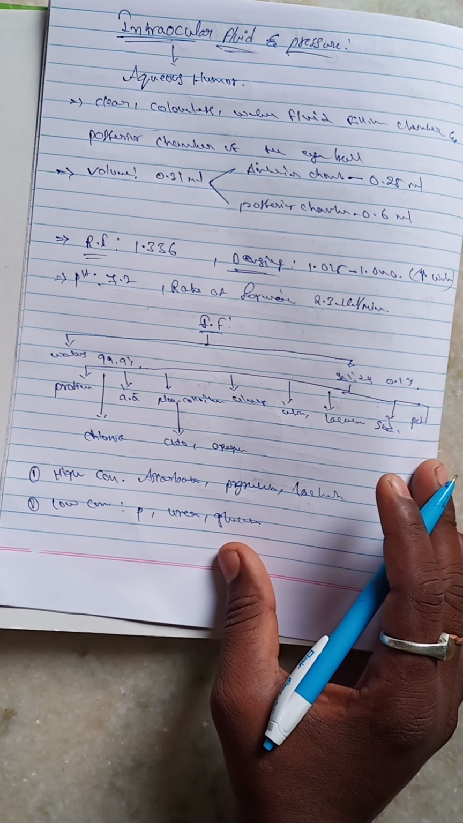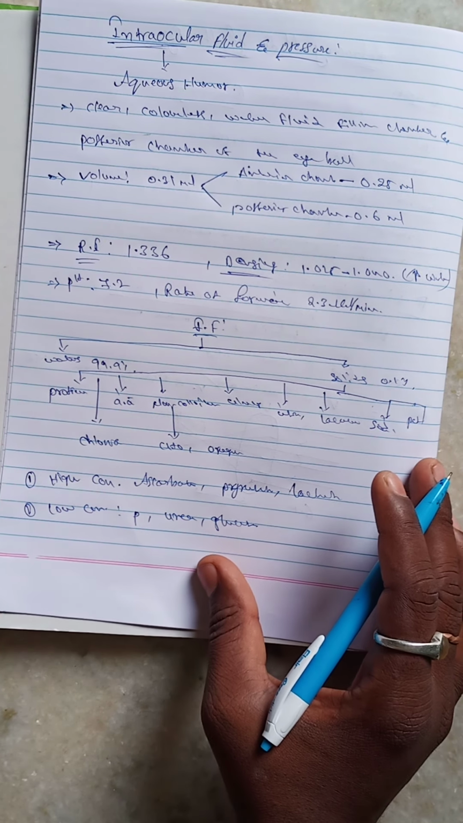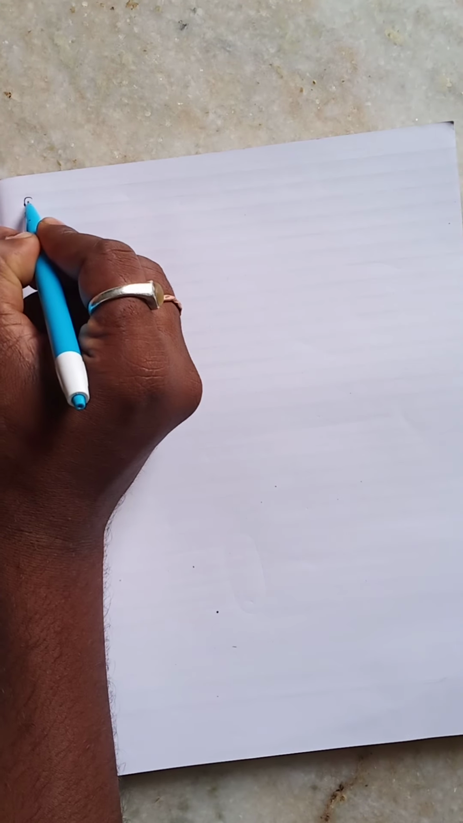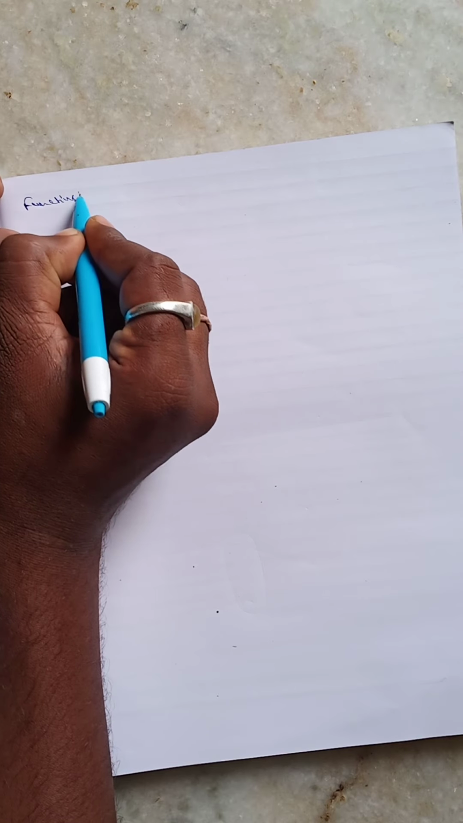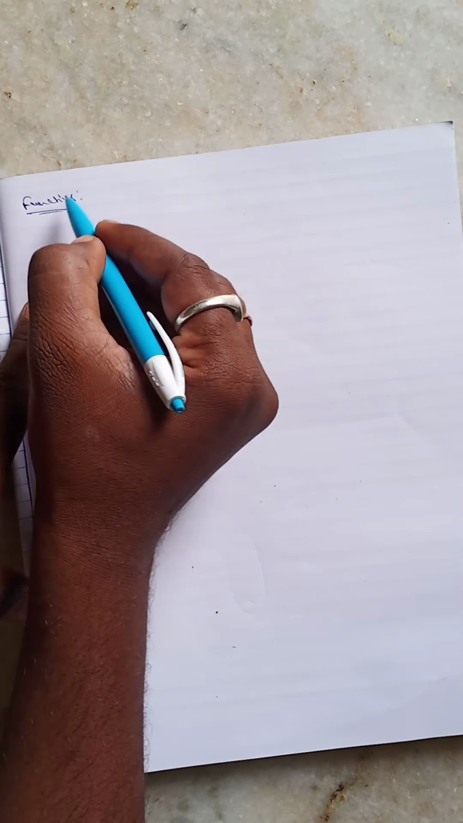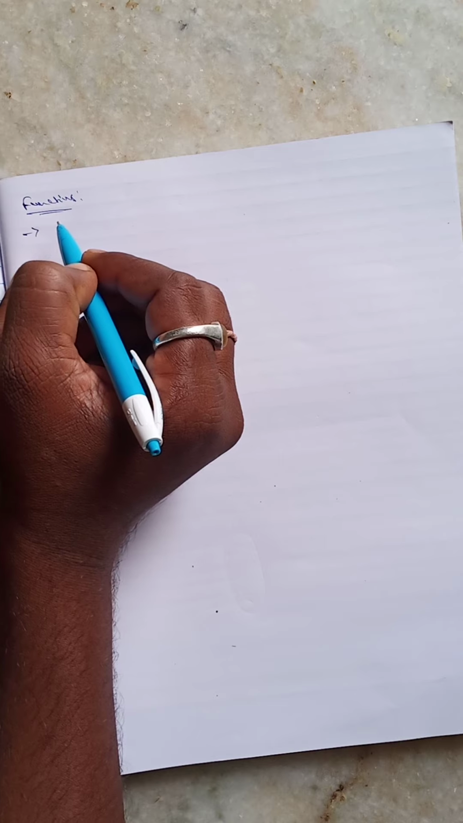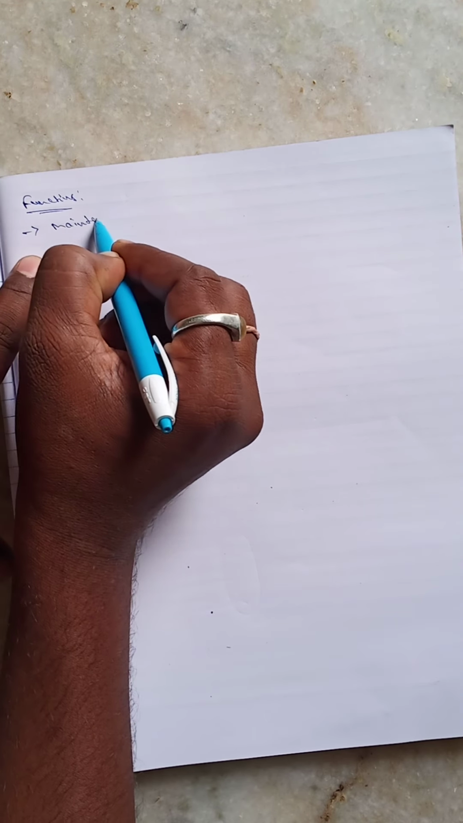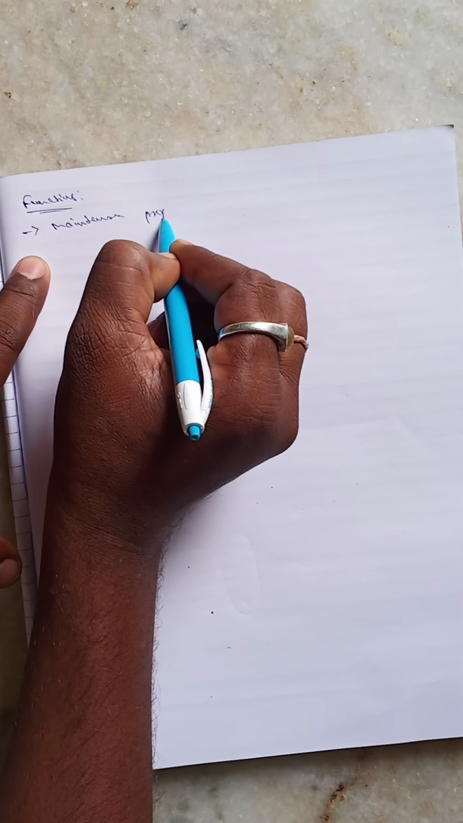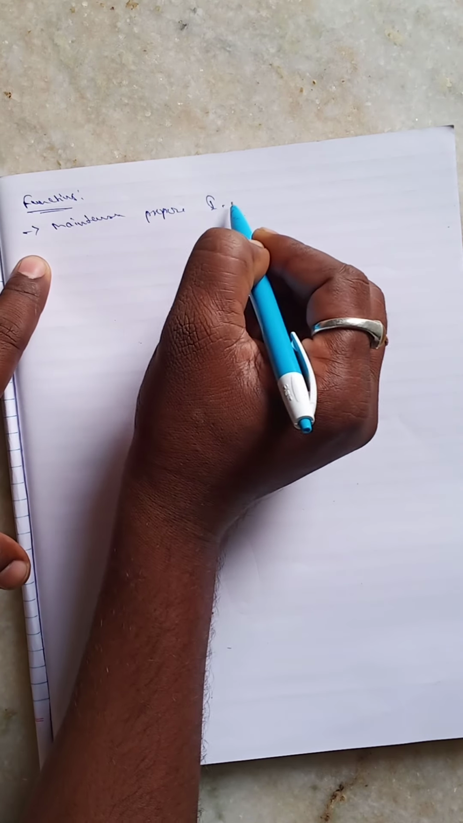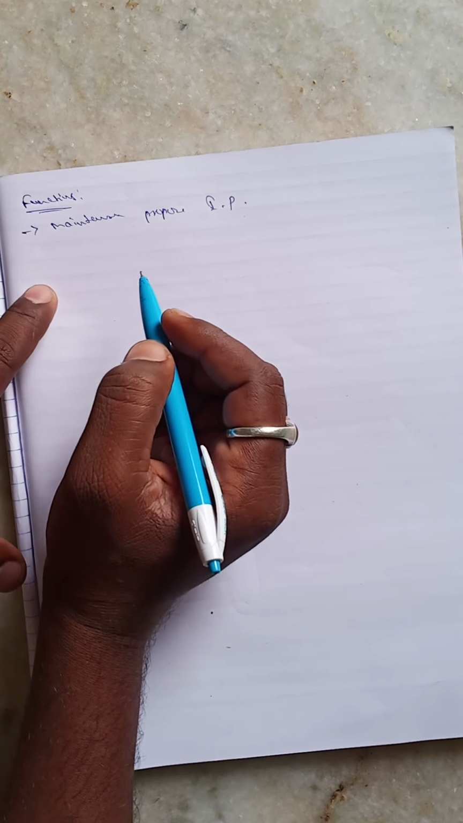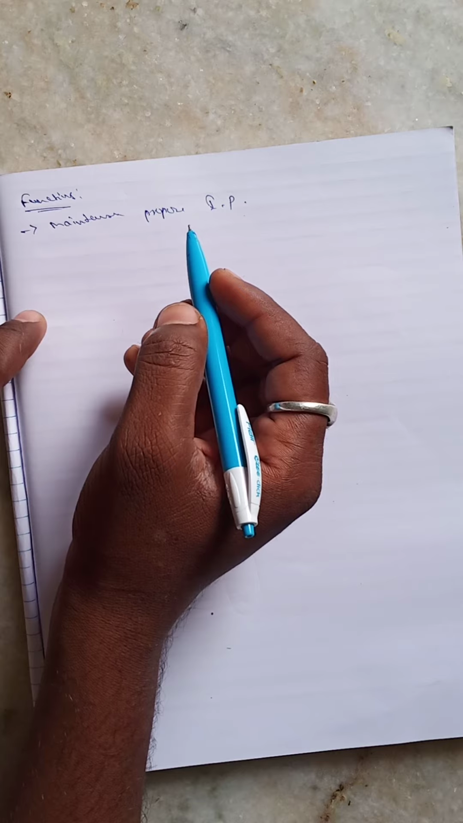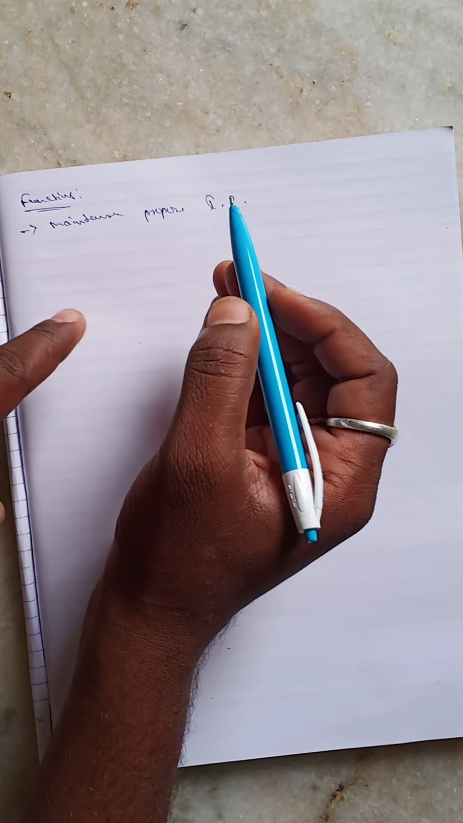So what are the functions of the intraocular fluid? Number one function is to maintain the proper intraocular pressure, and play an important metabolic role by providing nutrients and removing metabolites from the avascular cornea and lens.